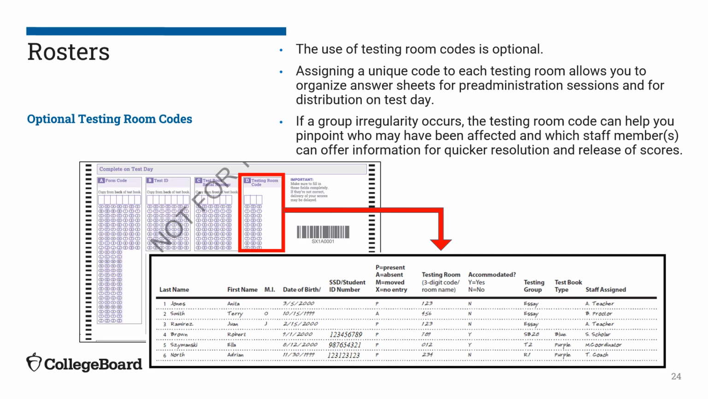With rosters, the use of testing room codes is optional but highly recommended. Assigning a unique code to each testing room allows you to organize answer sheets for pre-administration sessions and for distribution on test day. If a group irregularity occurs, the testing room code can help you pinpoint who may have been affected and which staff member or staff members can offer information for quicker resolution and release of scores.